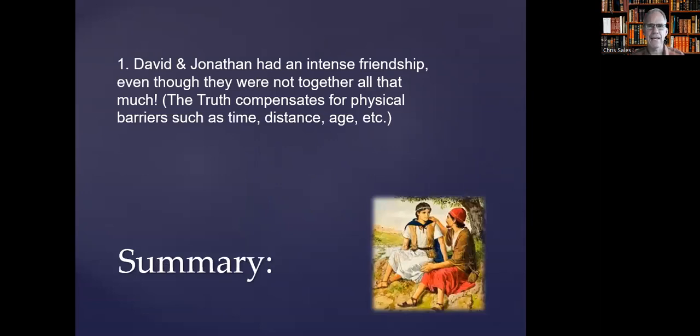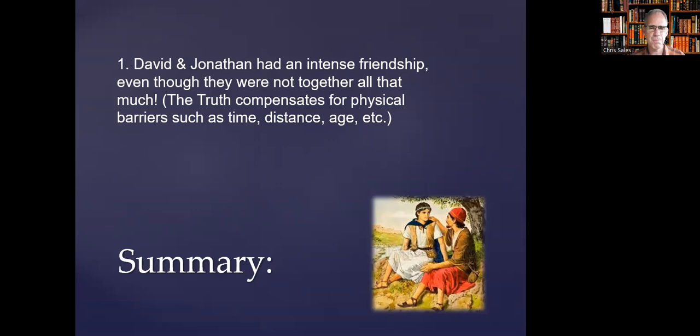David and Jonathan had an intense friendship, even though they were not together all that much. When you read through this, we just skipped like 10 chapters. We don't hear about it. Their lives are punctuated with times when they get to be together. But the truth, faith, belief, trust in God compensates for all these physical barriers, such as time or distance or age, any of these things. Friendship and the truth transcends all that.